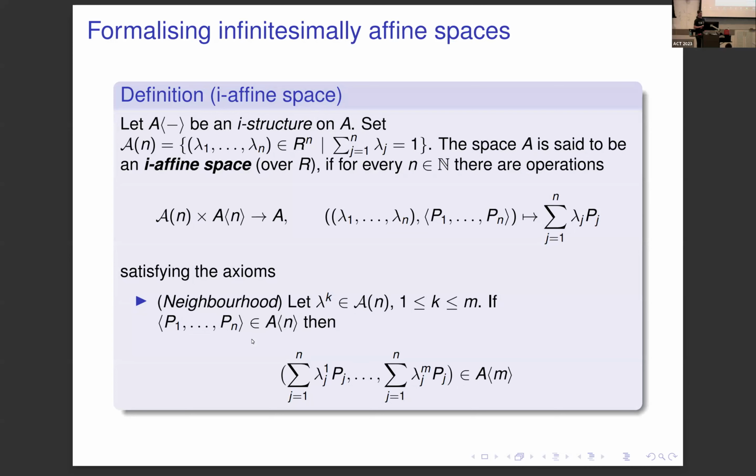Right, so having done that, it's actually quite simple to now move on to define what an infinitesimally affine space is. We say, instead of having these affine combinations acting on all tuples of points, we restrict it to the infinitesimal structure. And what is very important, of course, if I'm making a partial operation, is that these things are compatible.